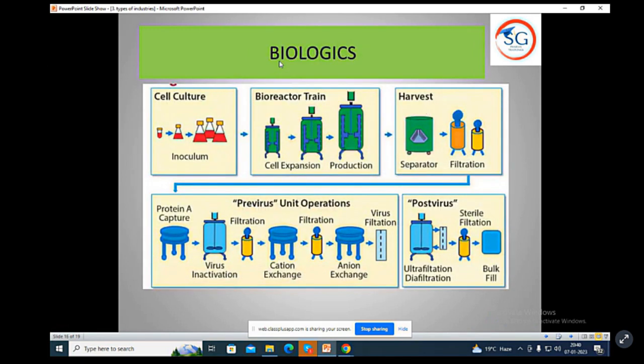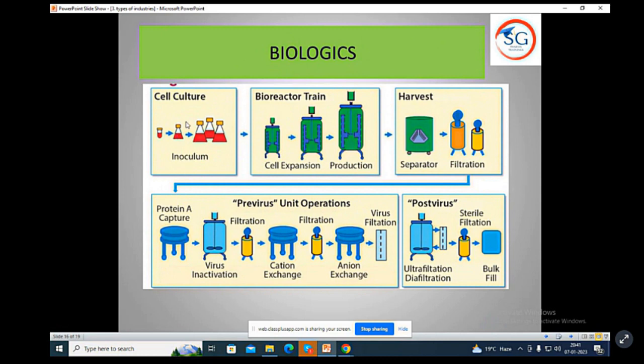What are biologics? For example, insulin injection is called a biologic. Paracetamol injection is called a parenteral, or ibuprofen injection is called a parenteral. Biologics is any sterile dosage form that is manufactured from a living organism. This is a completely different and novel type of formulation. Okay, how will it be done?